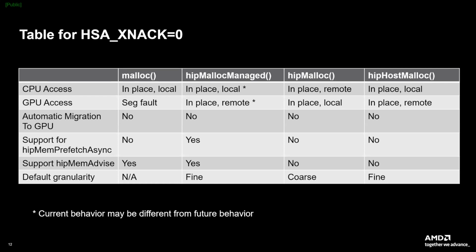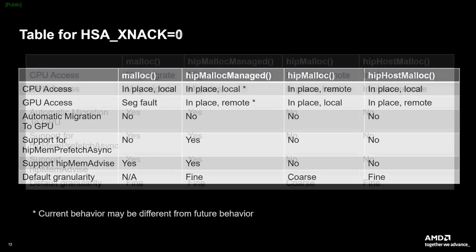So do we get automatic migration to the GPU? In this case with HSA XNACK 0, we do not, so none of them migrate. And we have only prefetch async support for the malloc managed. And the granularity that comes back from these is different. So for 2 of them, it's fine grain, and 1 of them, it's coarse grain. Now, we'll be talking a little bit more about this fine and coarse grain memory and why that's important in the following slides.